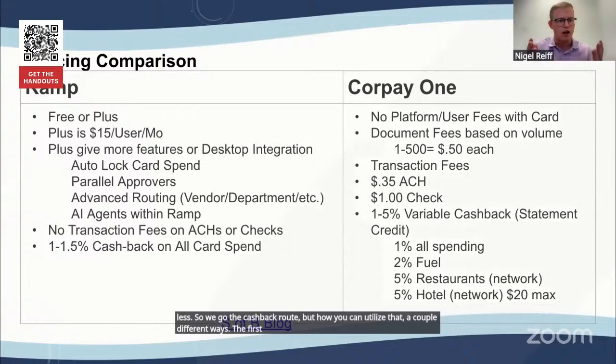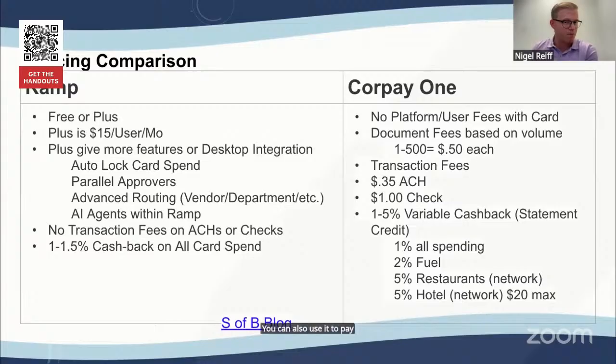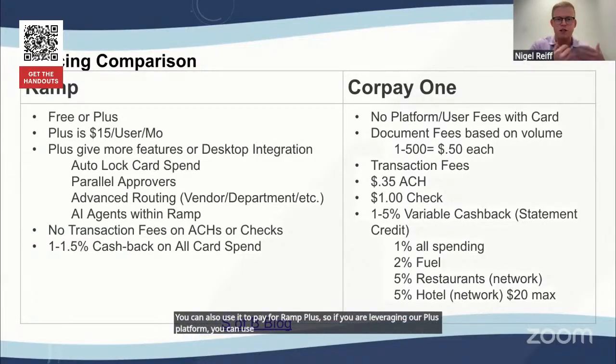The first couple options are if you want to use it to make Ramp even cheaper, you can use it towards your statement payment. So instead of having to pay that full amount, you can utilize any of your cash back to help minimize what you're actually going to owe on that card. You can also use it to pay for Ramp Plus. So if you are leveraging our Plus platform, you can use your statement credits toward your Plus payment. Or instead, you can also just pull gift cards for different types of vendors, whether it's airlines, hotels, and even restaurants and coffee shops.